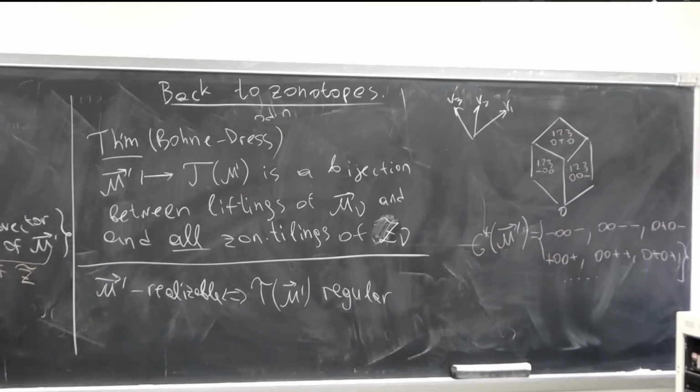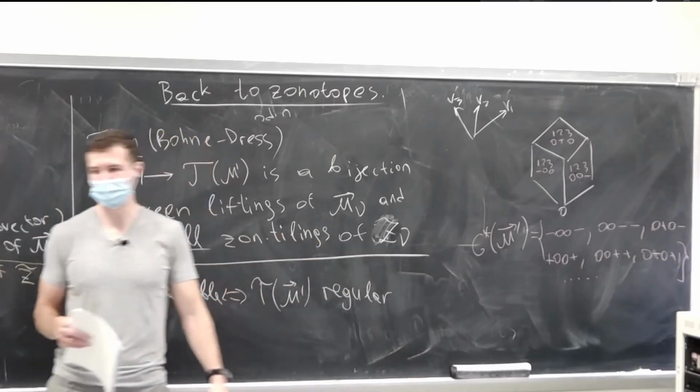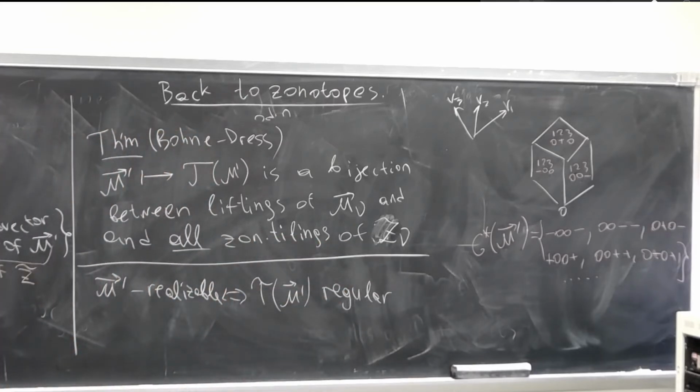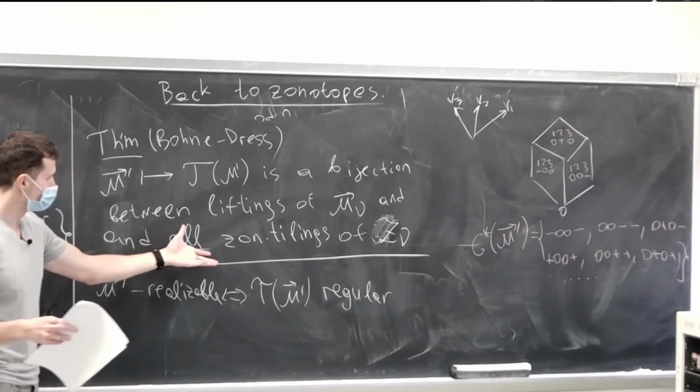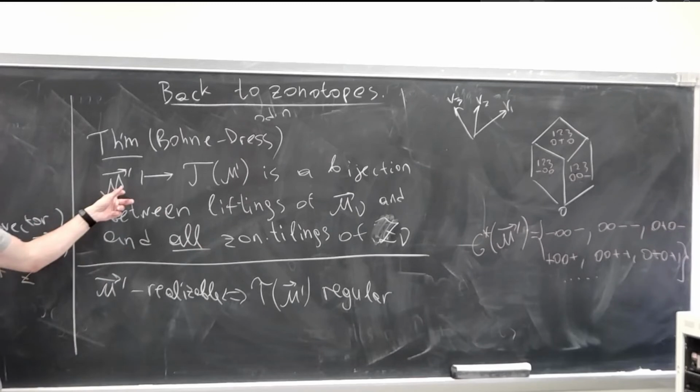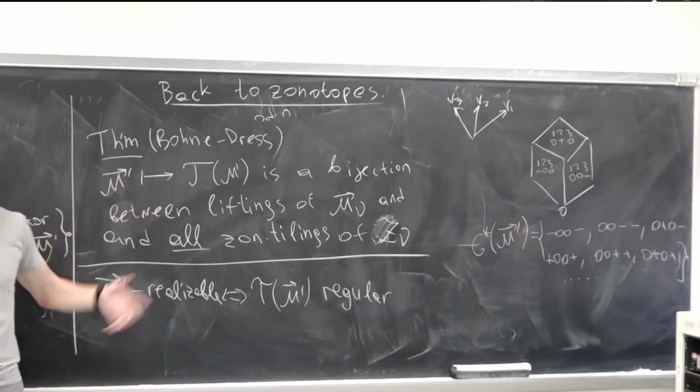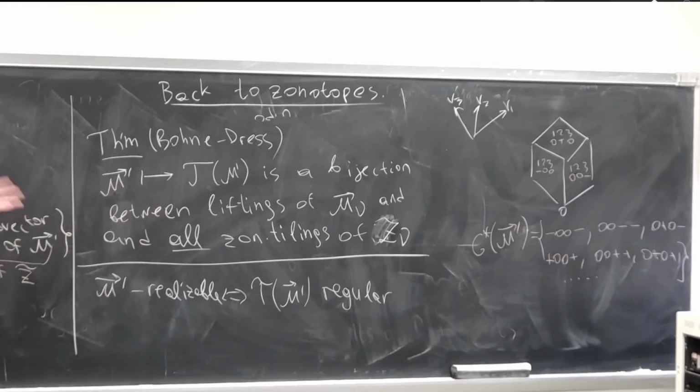And actually, this is an example why. Let's say you want to study zonotopes. You want to study zonotopal tilings. If you only want to study regular tilings, then it's fine. You can think of it in geometric terms. But if you want to study all zonotopal tilings, then those are just in bijection with all matroids which are liftings of my origin. And there's no actual geometric way to describe these zonotopal tilings without introducing matroids. So that's one reason.